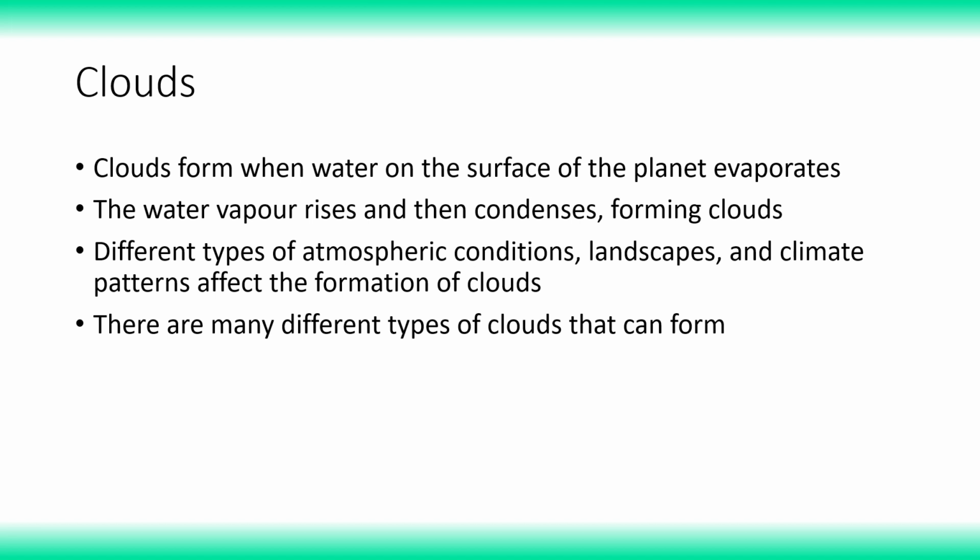We know that clouds form when water on the surface of the planet evaporates. So we've got water, in the ocean or in a lake or just moisture somewhere on the ground. And as it heats up, for whatever reason, that's something that we can talk about at some point as well. As it heats up, the water evaporates. So it turns into water vapor, it rises up. Now the air gets cooler the higher you go. So it's not going to stay water vapor forever. And then at some point, at some height, it condenses to form a cloud.